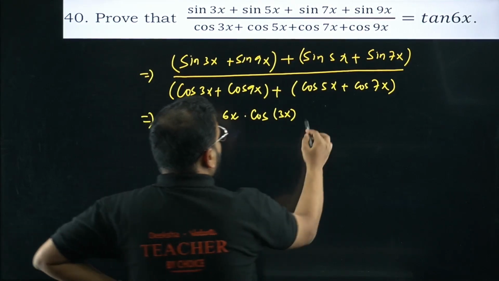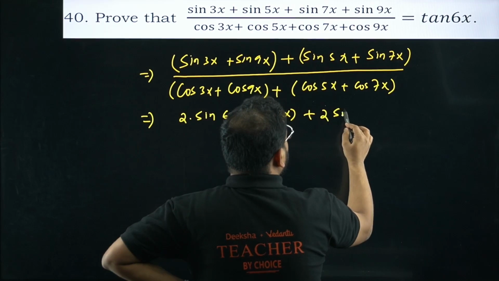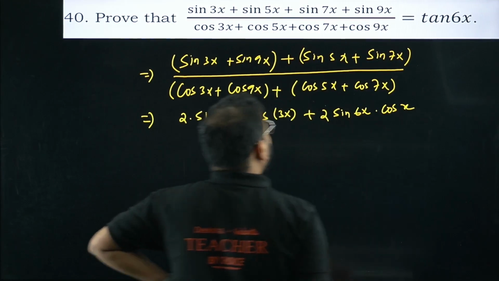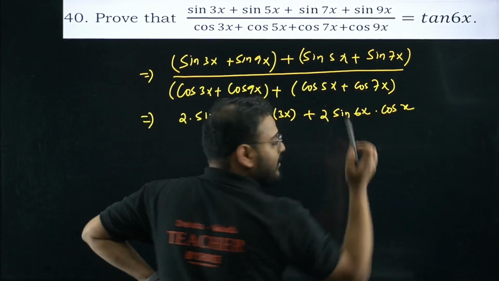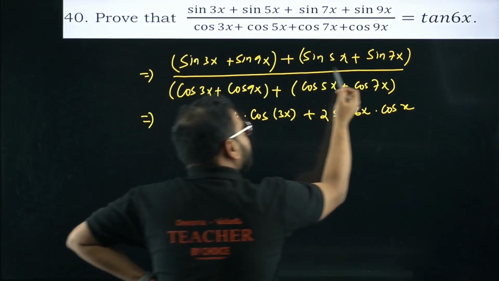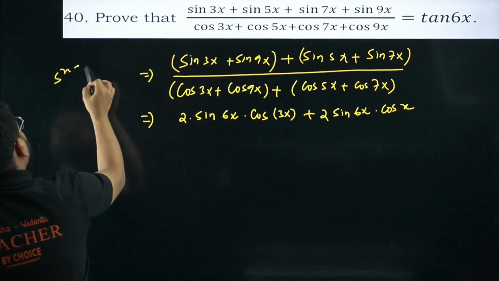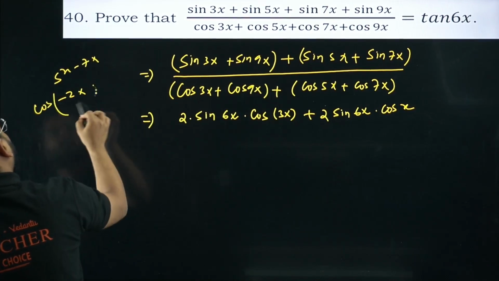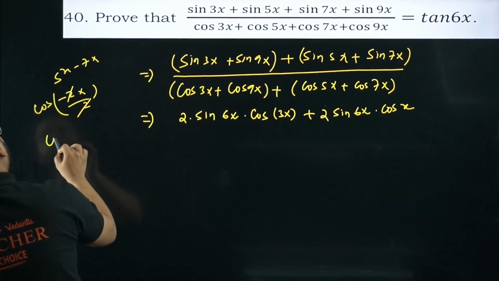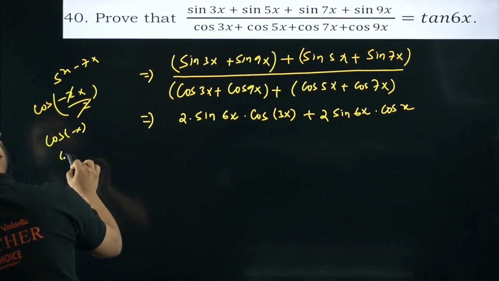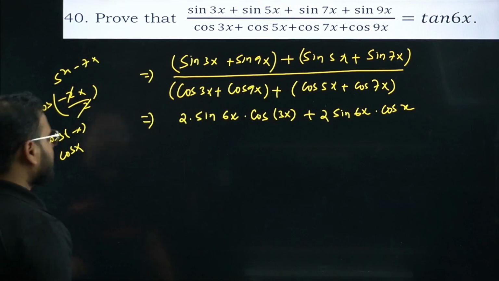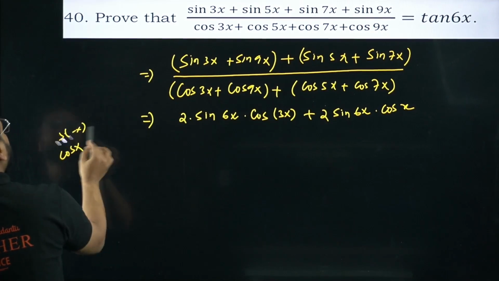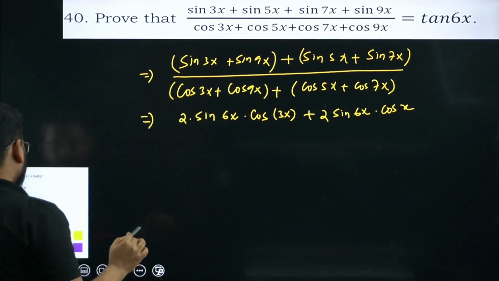Now for this we'll write again 2 times sine 6x, and this will become cos x. I'll show you how. 5x plus 7x is 12x, by 2 is 6x. 5x minus 7x is minus 2x, by 2, so 2 and 2 will cancel. Cos of minus x is cos x, since it's an even function. Let's remove this; I wrote this much just to explain. Let's move on now.